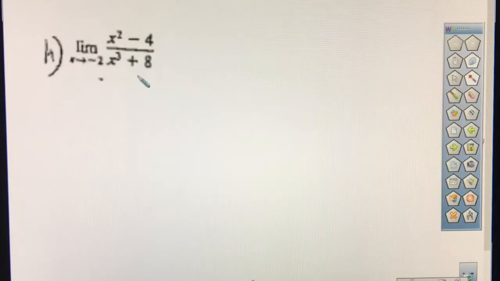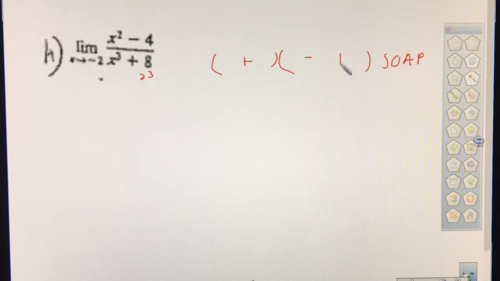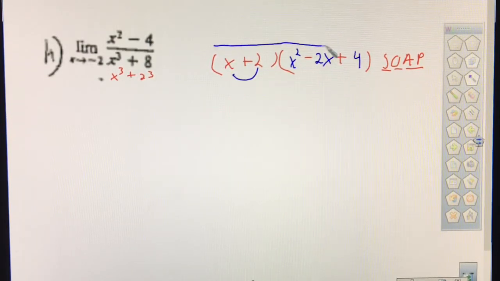We already factored that one, but it's 2 to the third, and that's a SOAP. Meaning same, opposite, and then always positive. This is basically x cubed plus 2 cubed, so the x and the 2 go here. Then I square the x. Then I do 2 times x. Then I square the 2. That's on the bottom. Top is going to be x plus 2 times x minus 2.